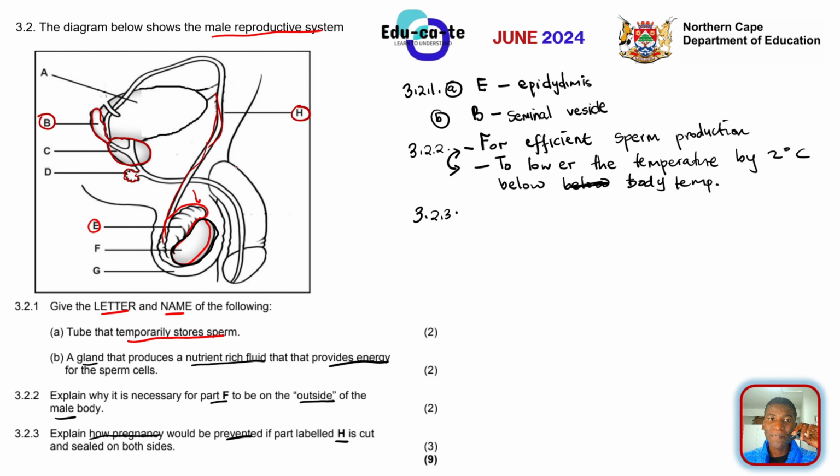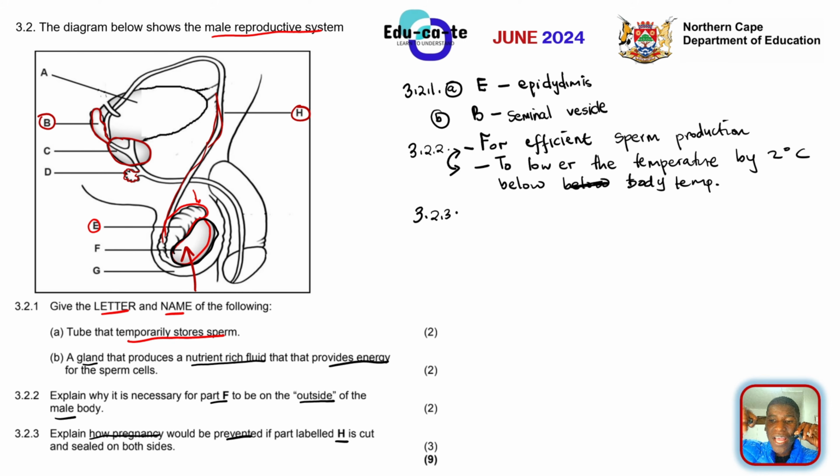So for the sperm cells to move from the testes, because remember that the testes are the ones producing the sperm cells, the seed, those sperm cells, for them to be able to reach the urethra, they need to be transported by the sperm duct. So now, how would pregnancy be prevented if we were to take part H, which is this sperm duct, and cut it and seal it? So we are cutting and we are sealing it, probably cutting it with scissors and then sealing it.